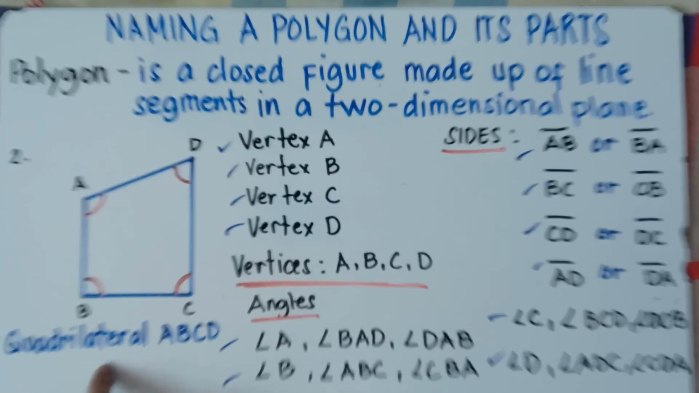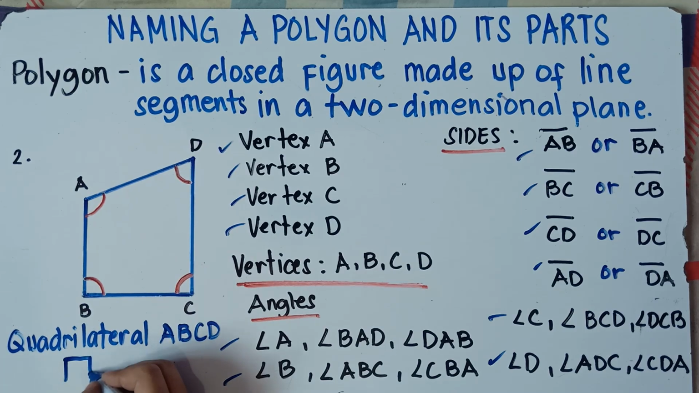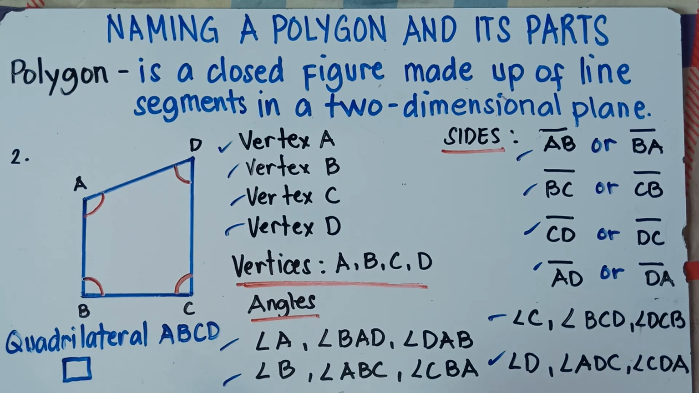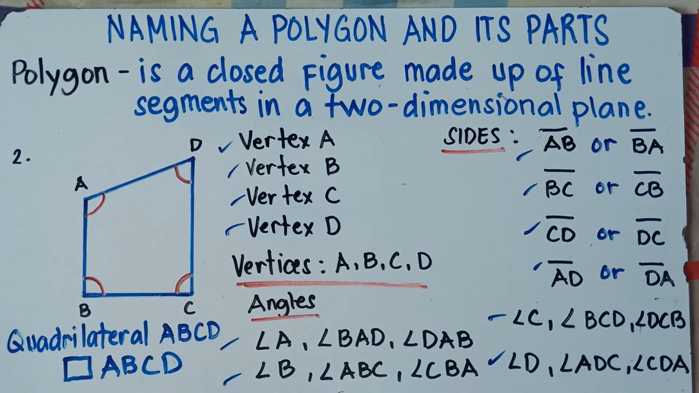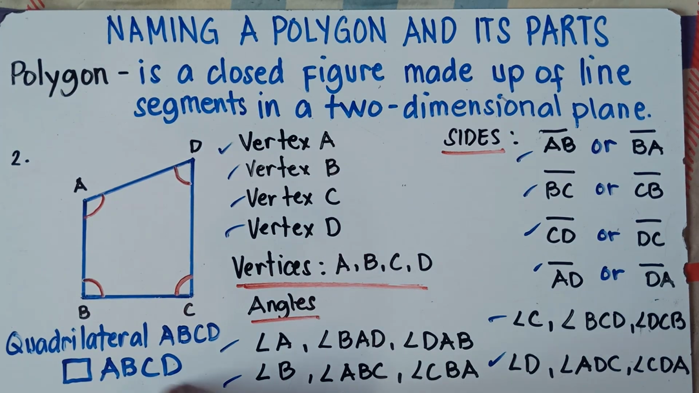Once again, class, for this quadrilateral, you can just simply write or draw the symbol. It means quadrilateral. So this is the symbol of quadrilateral, class. You can just write this symbol and then ABCD. That's actually okay, class. It means quadrilateral ABCD.